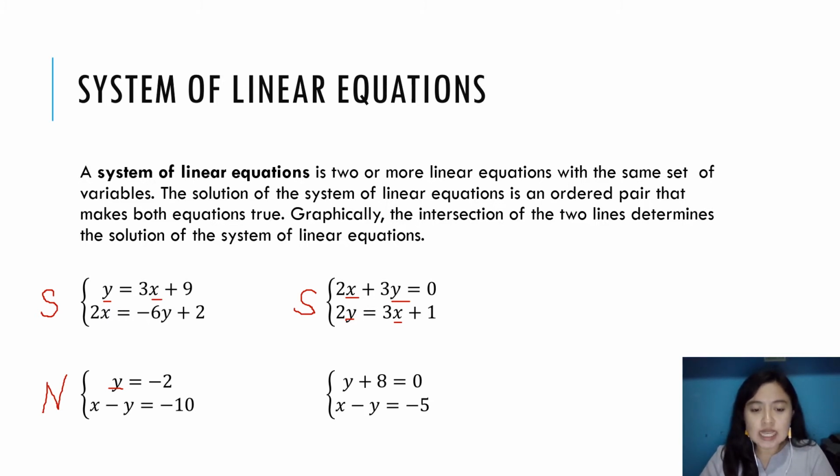For our last example, the first equation is y plus 8 is equal to 0. The second equation is x minus y is equal to negative 5. So if you look at the first equation, again, it has only one variable, which is y. So meaning, this is not a system of linear equations in two variables.